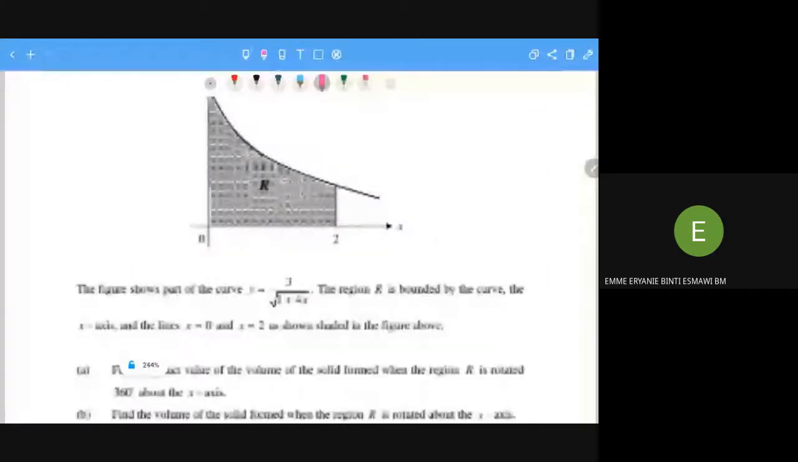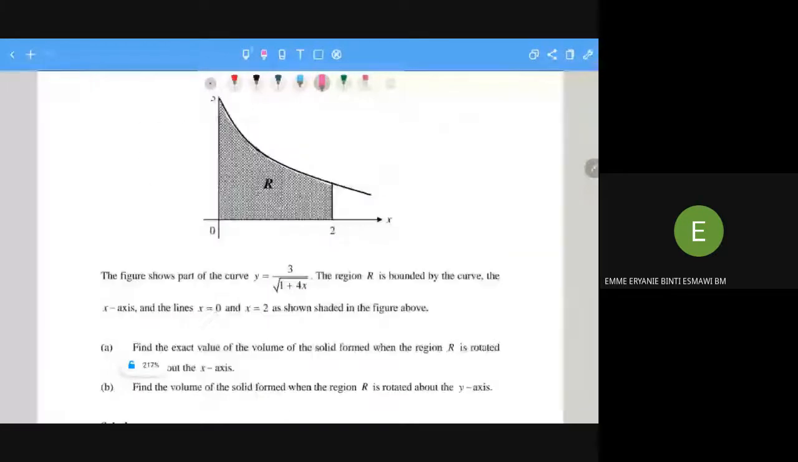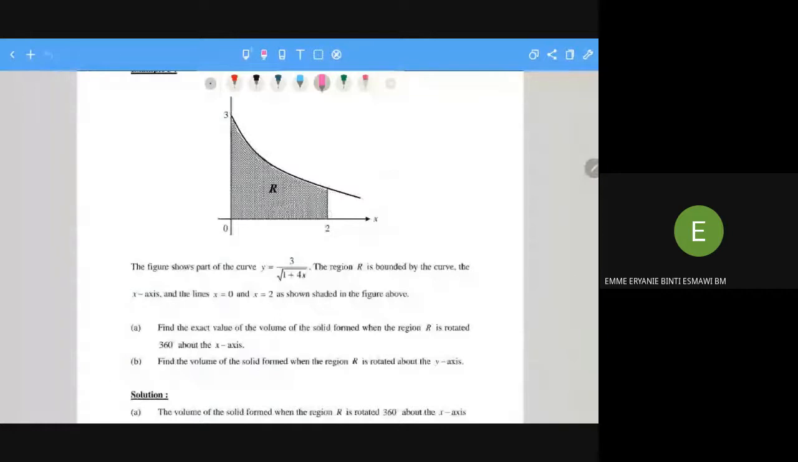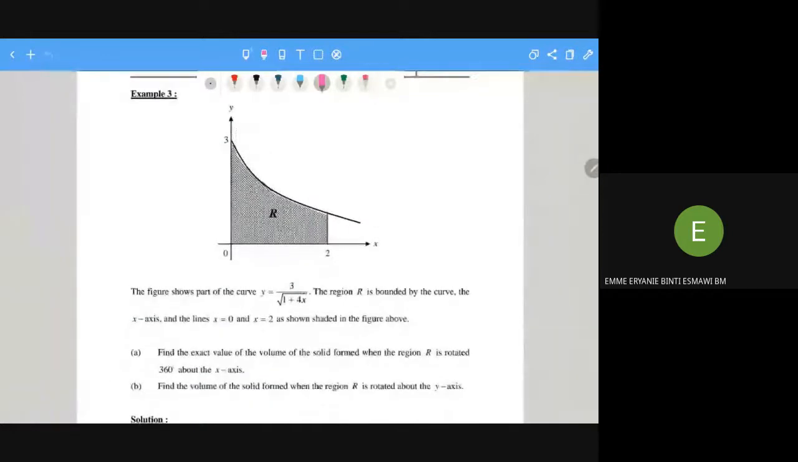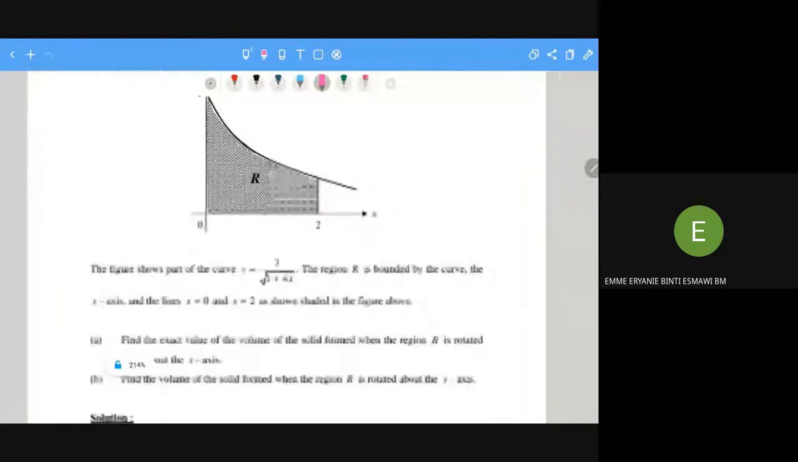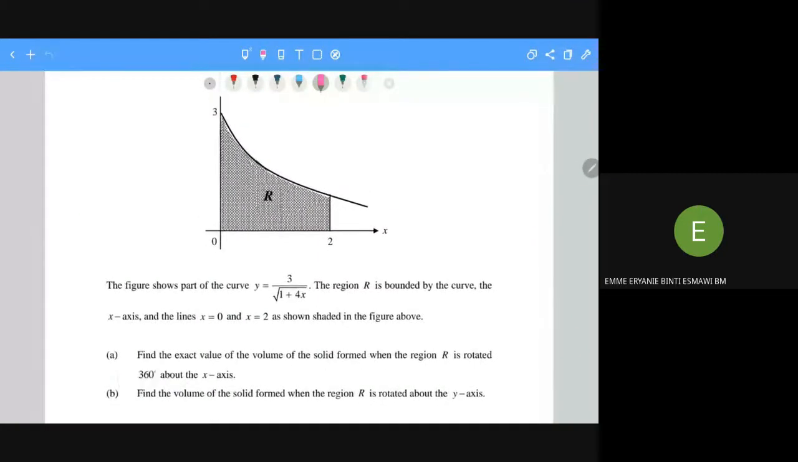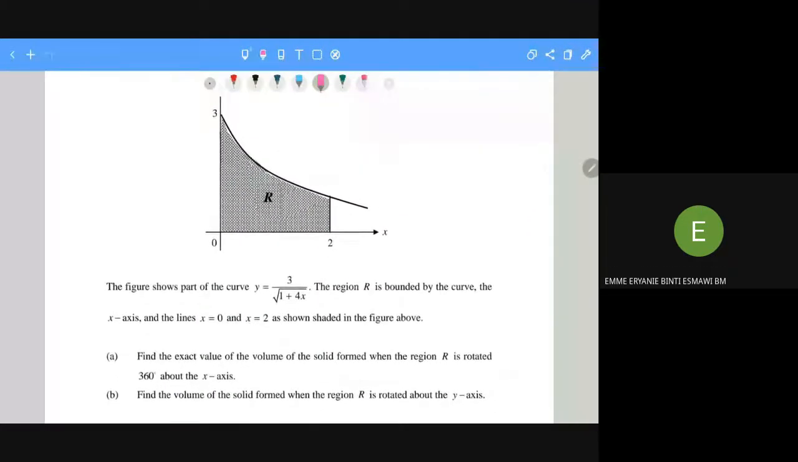Alright. So, question number 3 ni dah ada jawapan. Tapi, let me discuss how to find this. Baru 8.5. Okay. So, example 3. The figure shows part of the curve. The region R is bounded by the curve. The axis. Okay. So, sometimes you get questions like this di mana dia bagi dah graph kat kita. So, we have to understand what the explanation is all about.